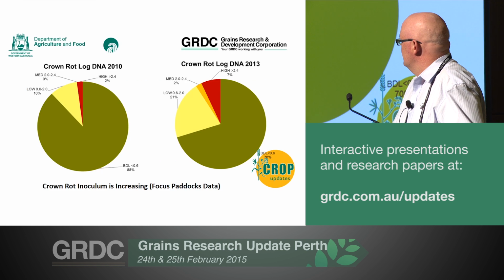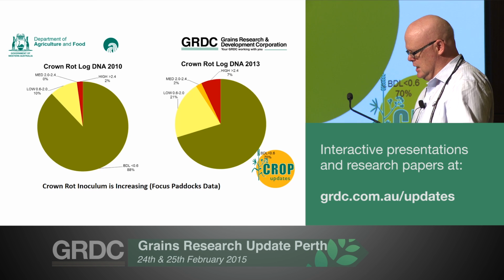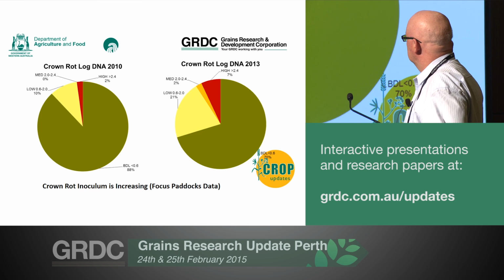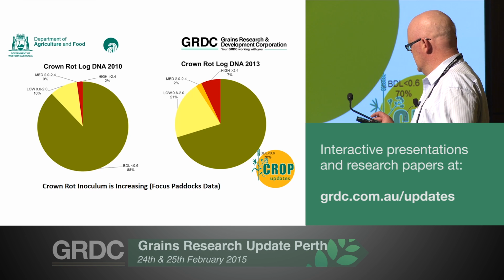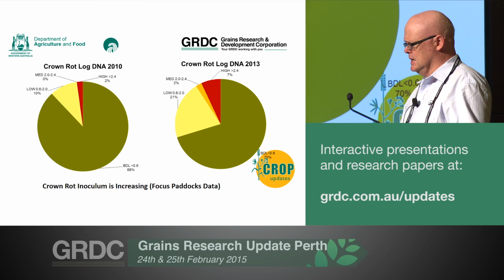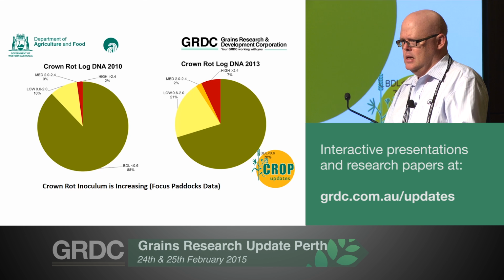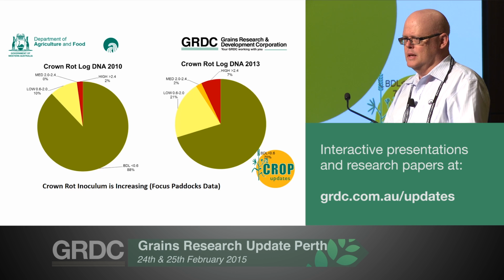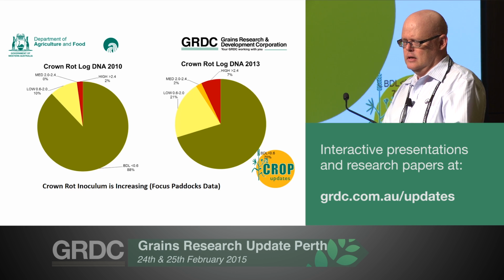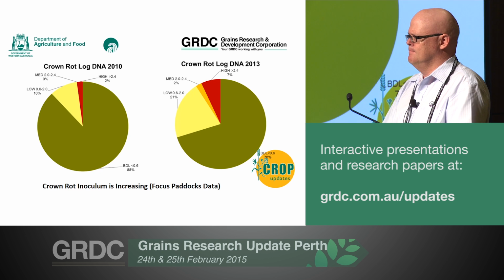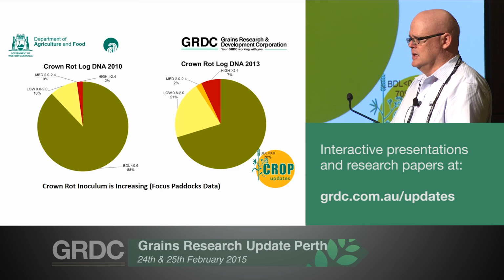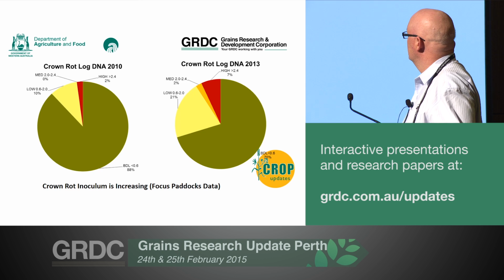So as you've seen before, we've got this big change just between these years here in terms of the amount of inoculum, which we've measured by DNA. So from focus paddock data, we're definitely seeing a trend, and we're seeing it in other things as well, because there are samples that go to the AgWest plant laboratories, so you can see the trend there. So there's definitely more of the disease around.